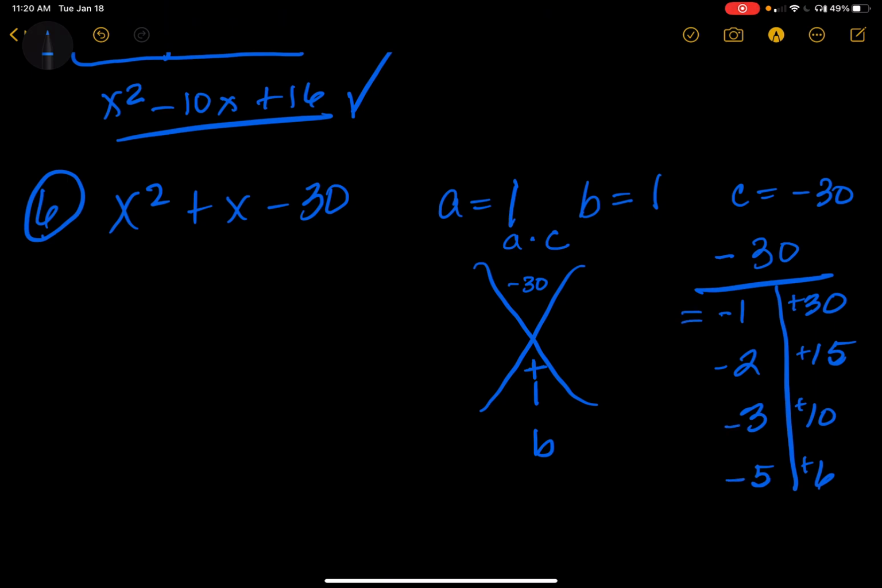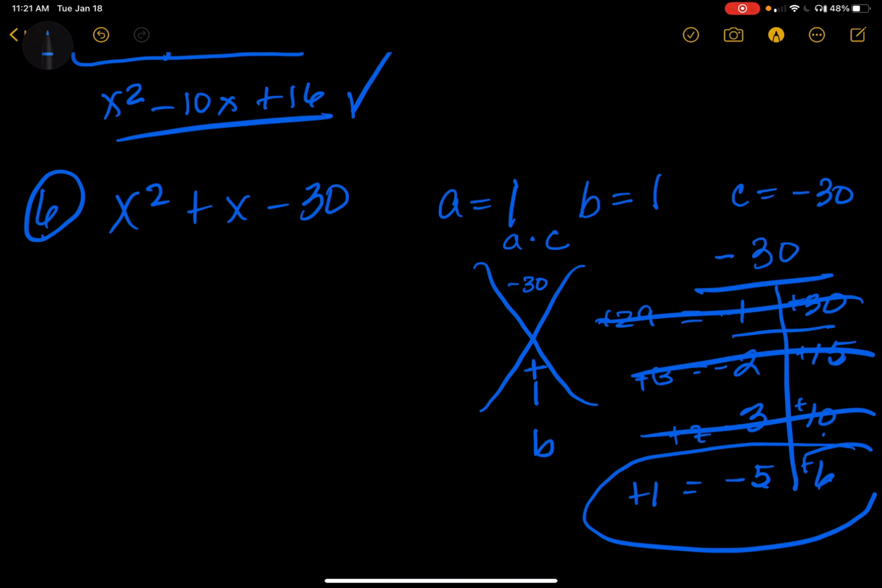So now we have negative 1 plus 30. That's a positive 29. So that's not our factors. Positive 15 plus a negative 2 is positive 13. Not our factors. We're looking for a positive 1. Negative 3 plus 10 is a positive 7. Nope. And then positive 6 minus 5, that equals a positive 1. So we have our factors. So we have negative 5, positive 6, x minus 5, x plus 6.